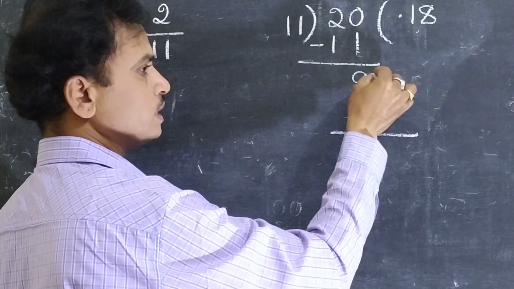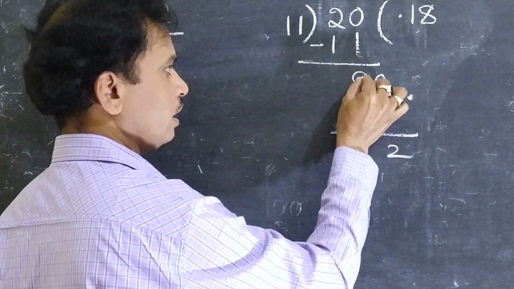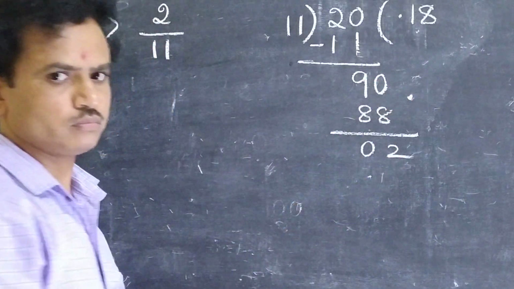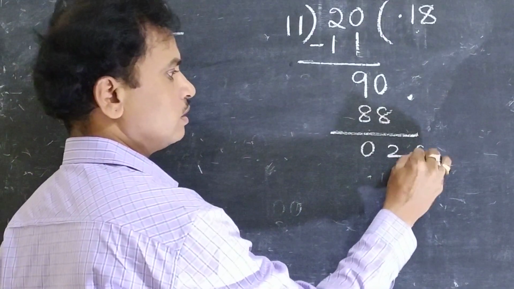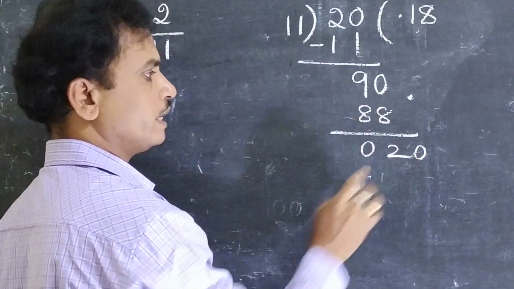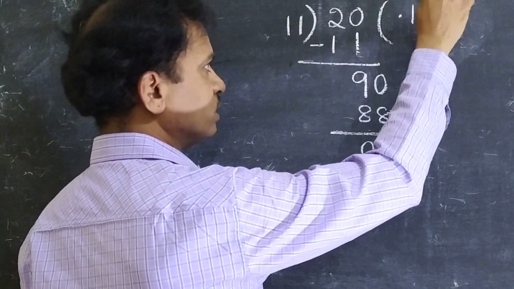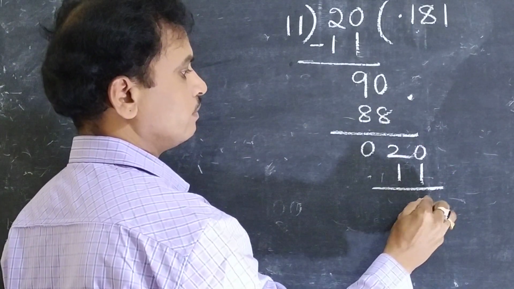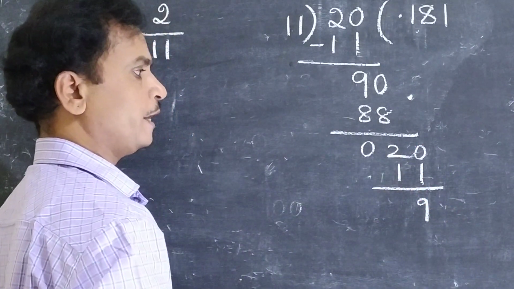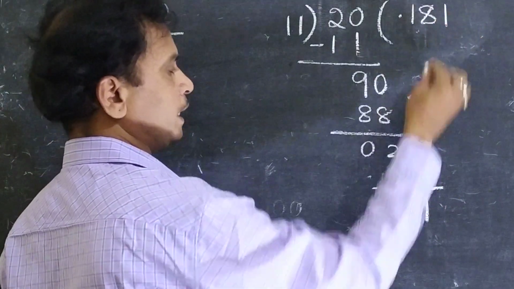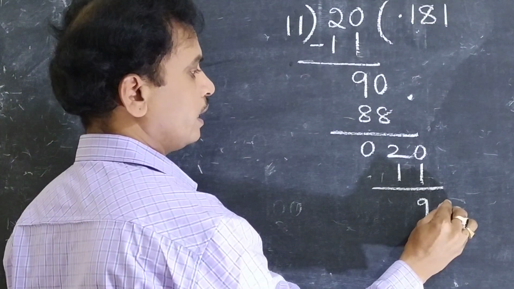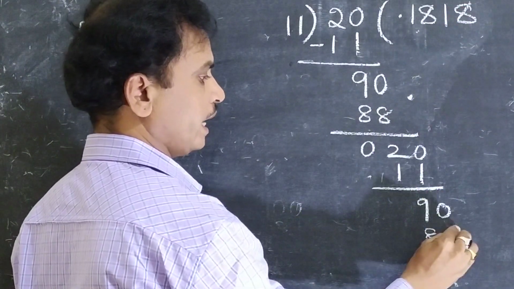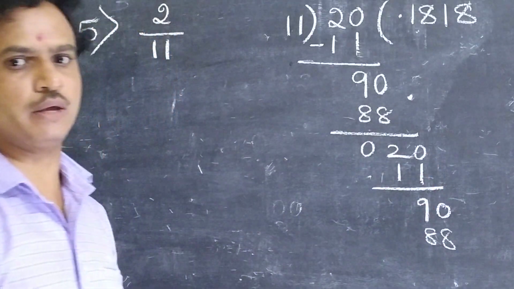Then you can take 1 from this side. 10 minus 8 is 2. Sorry, 8 minus 8 is 0. Okay, then here 0, 2 is less than 11, so you can take 0. 11 ones are 11, so again 20 minus 11, remainder 9. Okay, then again you can take here 0. 11 8s are 88, so it will go continuously.